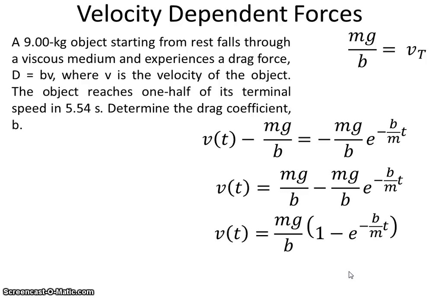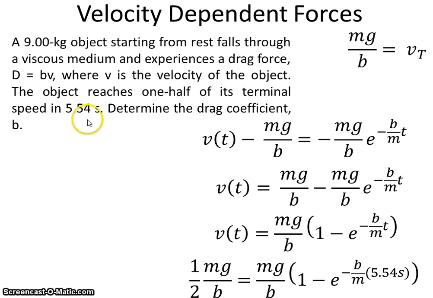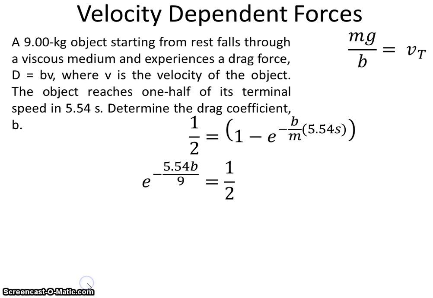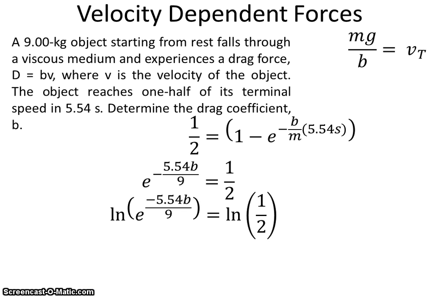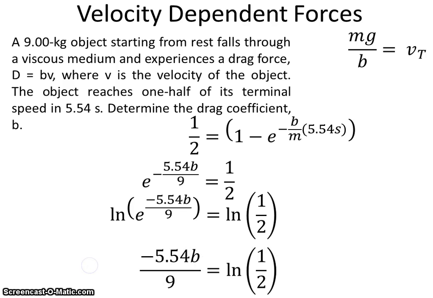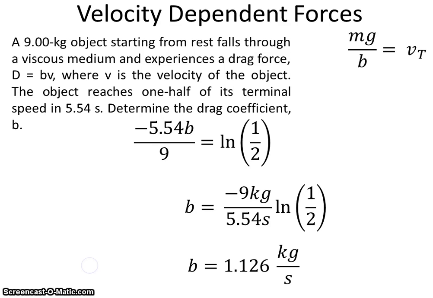Okay, so now I want to determine the drag coefficient b. That's why I'm doing all this work. Okay, well, it tells us that at 5.54 seconds, we reach 1/2 the terminal speed. Terminal speed is mg over b. So I'm going to plug in 5.54 seconds, and that would be 1/2 that terminal speed. Notice the mg over b cancels. I can rearrange this. And now I can take the natural log of both sides to get rid of the exponential e, and I get negative 5.54 b over 9 equals natural log of half. And now just simply solve for b, and I get b to be 1.126 kilograms per second.